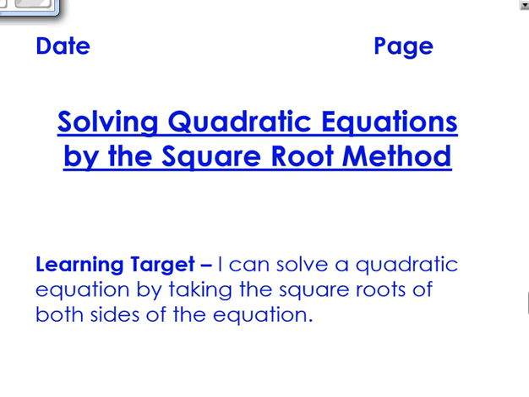Today we're going to solve quadratic equations by the square root method. So make sure you go ahead and get your date, your page number, and your learning target.